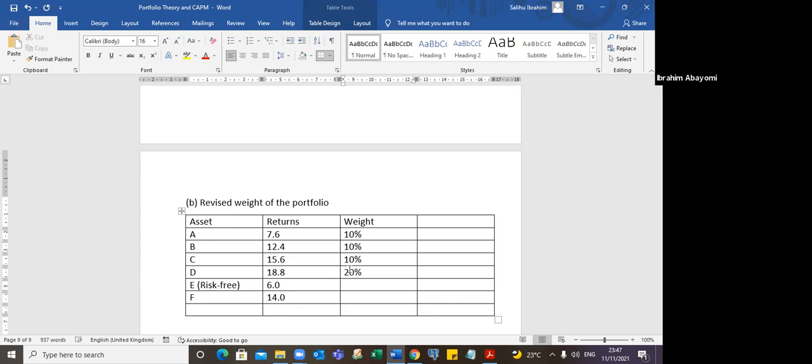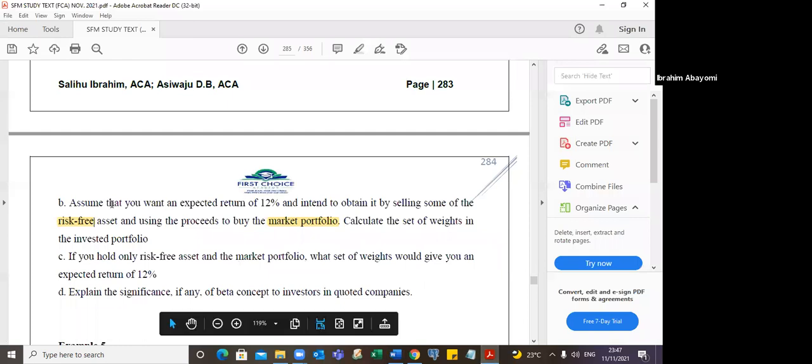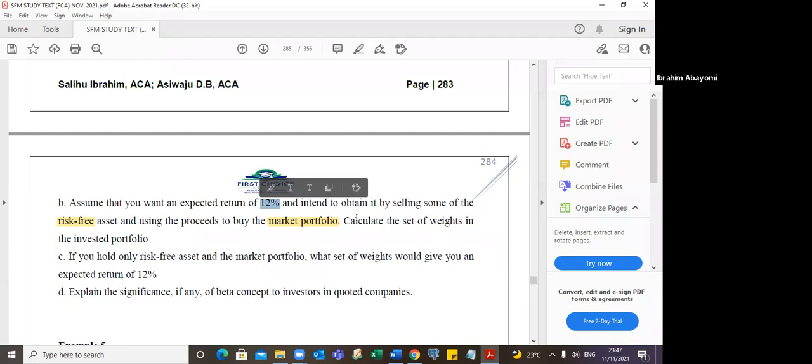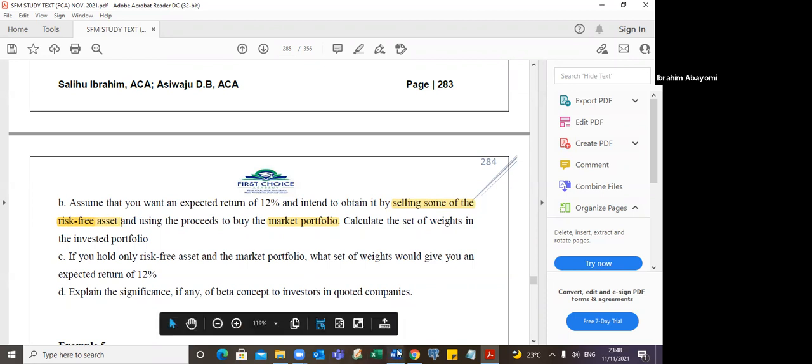When you come to risk-free, it is supposed to be 50%, true or false? True. Now, but we are selling part of it. You want a return of 12%, and you want to obtain it by selling some of the risk-free assets. You have 50% before, Abby. You want to sell part of it. I don't know the amount you need to sell for you to get 12%.